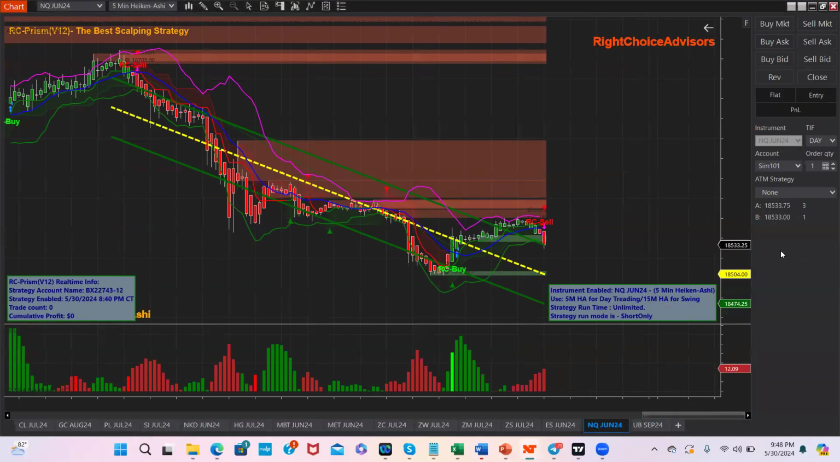So on NQ, you got a sell signal. It shows $245 profit. It went all the way to the top of the channel, so it can still drop further. So I can hold for more time.